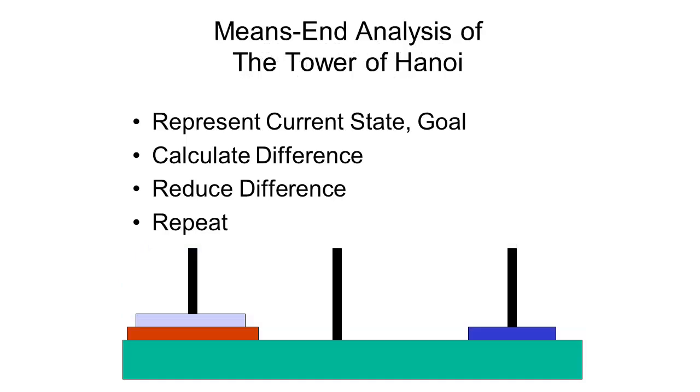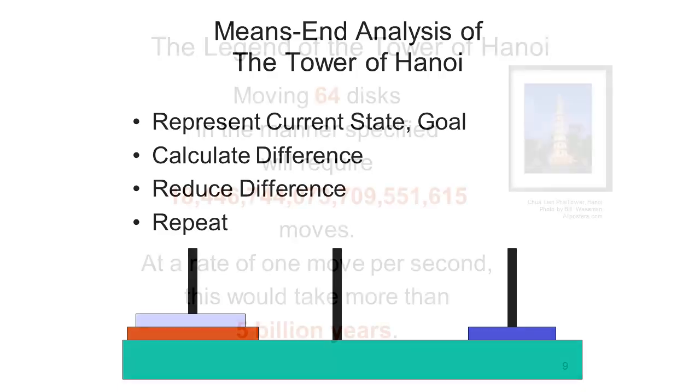There. You move the blue disk onto the rightmost peg, then the purple disk onto the middle peg, then the blue disk onto the middle peg, then the red disk onto the rightmost peg, then the blue disk onto the leftmost peg, the purple disk onto the rightmost peg, and then finally the blue disk on top to finish. At each step along the way, you looked at your current state, your goal state, you calculated the difference between them, and you took a step to reduce the difference, and you just repeated that process over and over again until you were done.